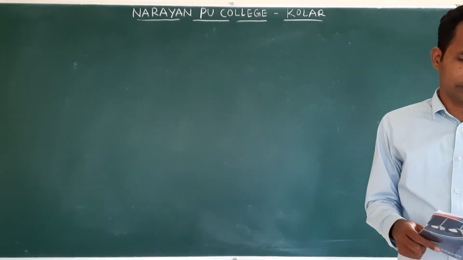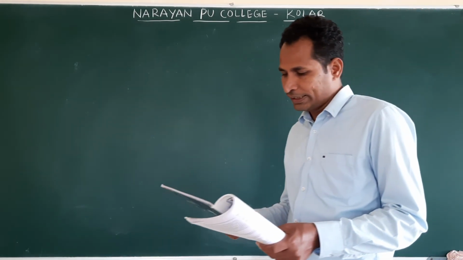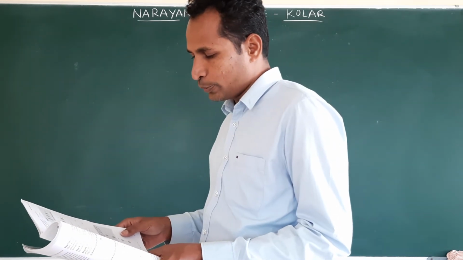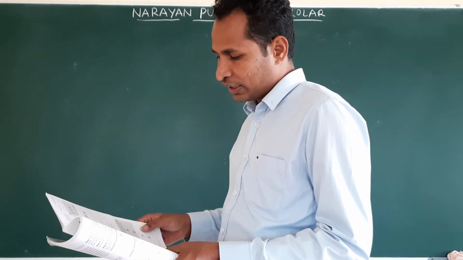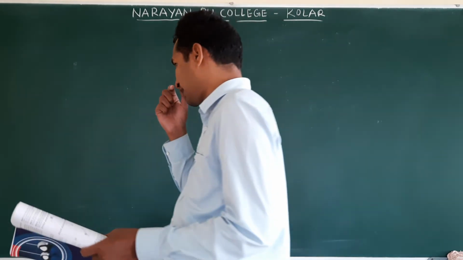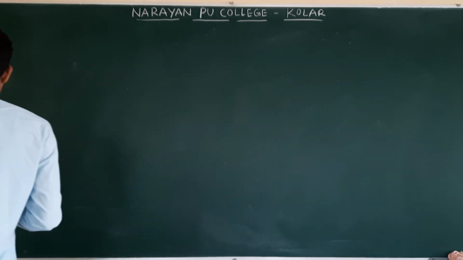Fourth example problem. The blocks are attached by an inextensible light string and pulled vertically up with a force of 100 newtons, as shown. Find the common acceleration and the tension in the string. Previously, we considered pulling the object horizontally, but now it is vertically up. Let us say this is M1 and this is M2. First we try to frame the equations, then we will find the answers.